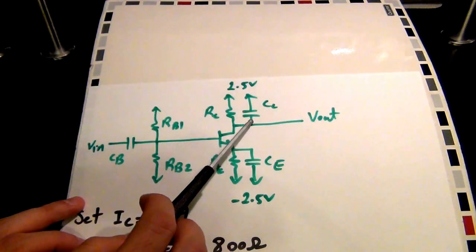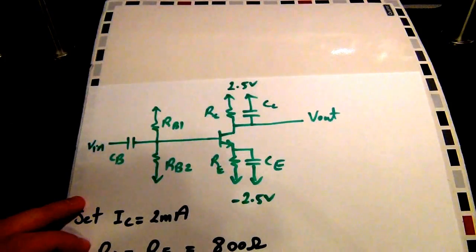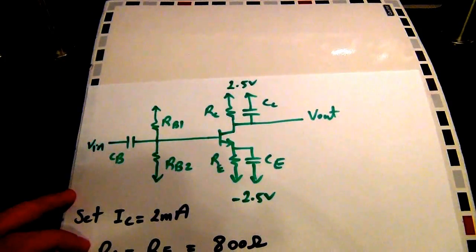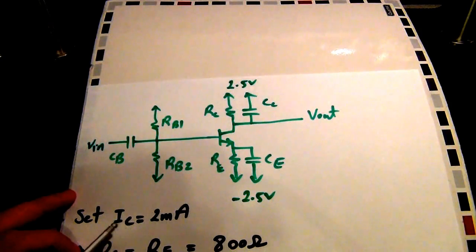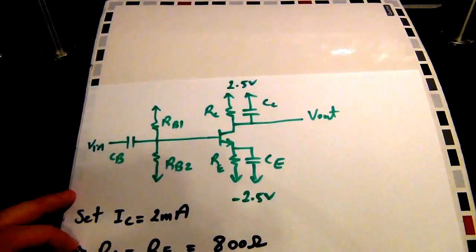And I have added a collector capacitance to limit the bandwidth of the whole thing to be about 20 kilohertz. Now, I don't have any actual value limitation on what the collector current should be. I can choose anything I want. Here I've chosen 2 milliamps. In reality, there is some noise biasing consideration that's going to give you an optimal collector current, but we're not going to get into that. I've just chosen 2 milliamps as a good value to start with.